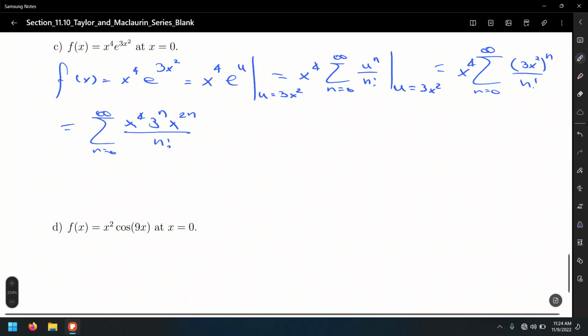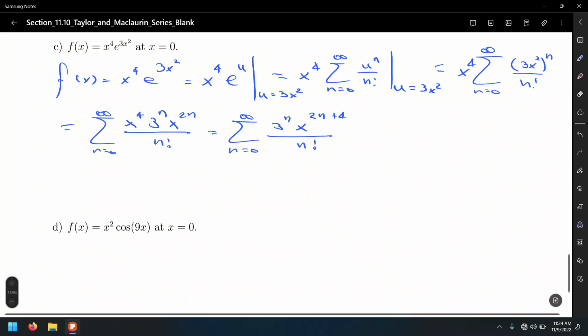But in this case, well, we have the same base, a base x, which is an x to the 4th power. And that's 3 to the n, x to the 2n plus 4 over n factorial.